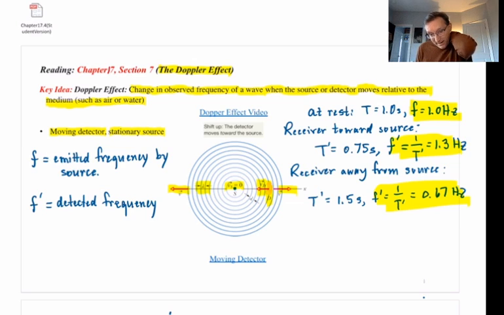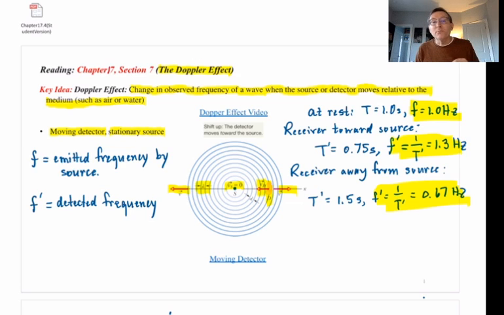So the point being, source is at rest, detector is moving. If detector moves towards source, that makes the detected frequency higher. If detector moves away from source, that makes the detected frequency lower, compared to the emitted frequency. And that's one way you get a Doppler effect.